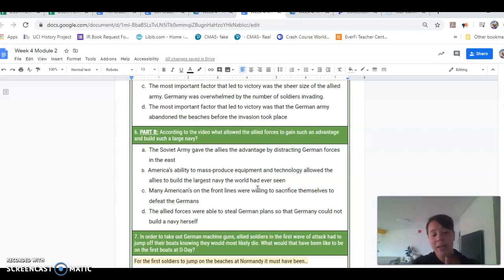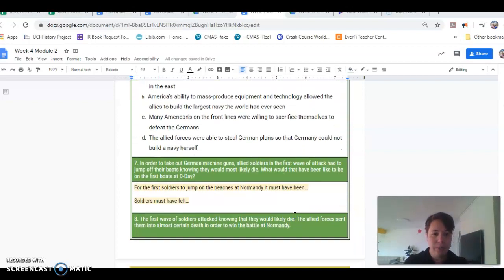A. The Soviet army gave the Allies the advantage by distracting German forces in the east. B. America's ability to mass produce equipment and technology allowed the Allies to build the largest navy the world had ever seen. C. Most Americans on the front lines were willing to sacrifice themselves to defeat the Germans. And D. The Allied forces were able to steal German plans so that Germany could not build a navy herself. So which of those allowed the Allies to gain advantage?